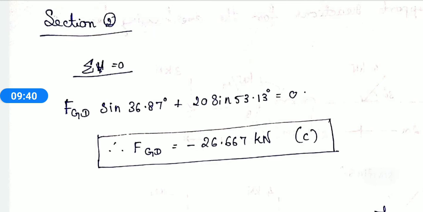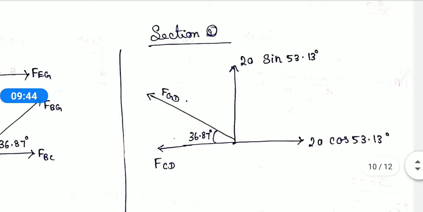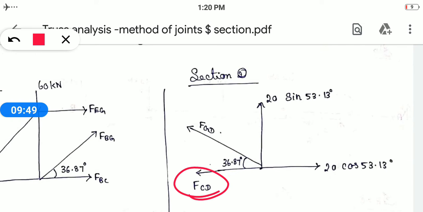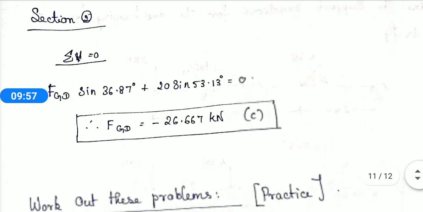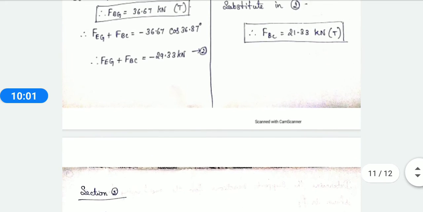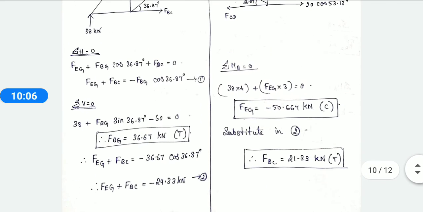Why am I taking only vertical forces over here, not considering the horizontal forces? Because when you consider horizontal, you will get directly your value for FCD. When you do vertically, you will get the FGD value. That is what I had mentioned over here. When you do it, you will get a value for F of GD as compression. So you got four different types of members.